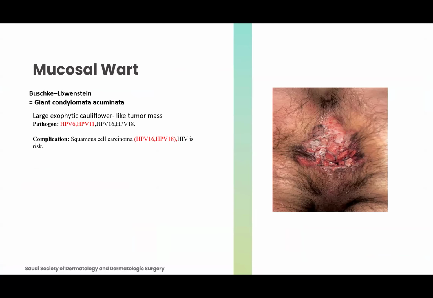So moving to the last subtype, it's called giant condylomata acuminata, characterized by a large exophytic cauliflower-like tumor mass. Most of the time, it's going to be caused by HPV 6 and HPV 11. Also, patients with giant wart will be at increased risk for squamous cell carcinomas.